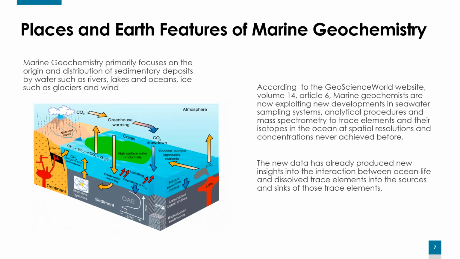Places and Earth features of marine geochemistry. Marine geochemistry primarily focuses on the origin and distribution of sedimentary deposits by water such as rivers, lakes, and oceans, ice such as glaciers, and winds, as previously discussed.